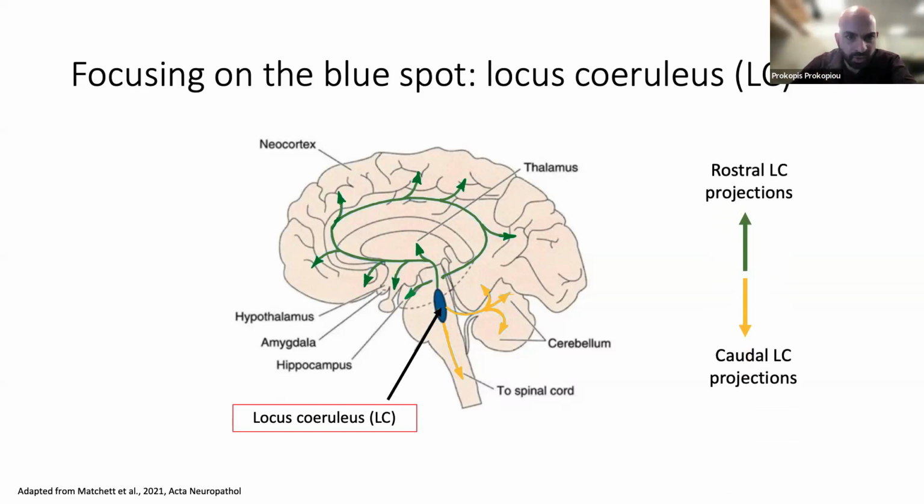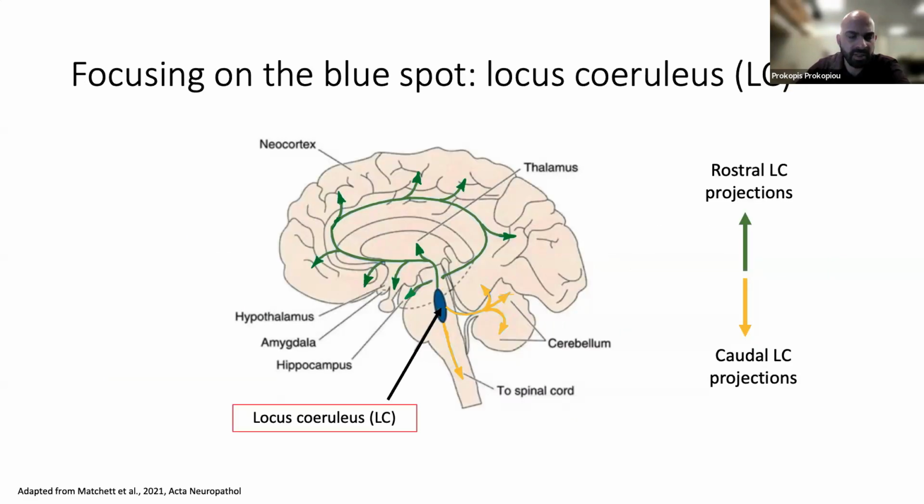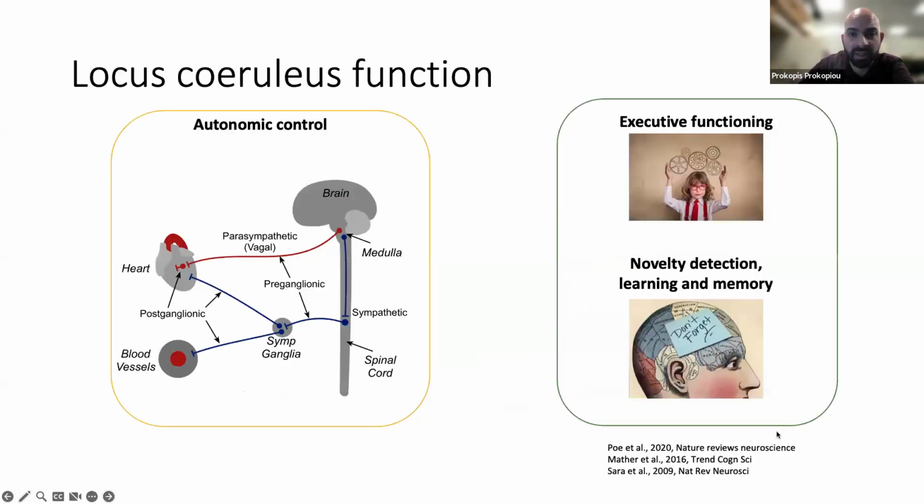Rostral LC neurons, which is the upper part of the LC as you see in that image, and which is shown in green, supply norepinephrine to the neocortex, limbic system, and basal forebrain, including regions playing an important role in cognitive functioning, such as the amygdala and the hippocampus. Whereas caudal LC neurons, here shown in yellow, project to the spinal cord and the cerebellum.